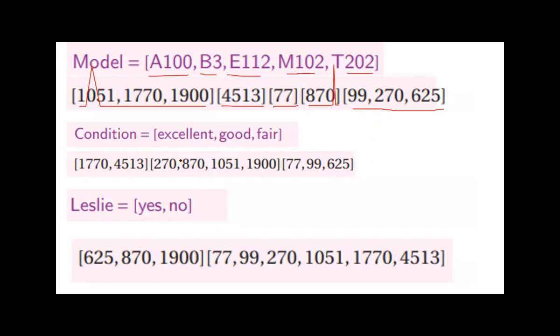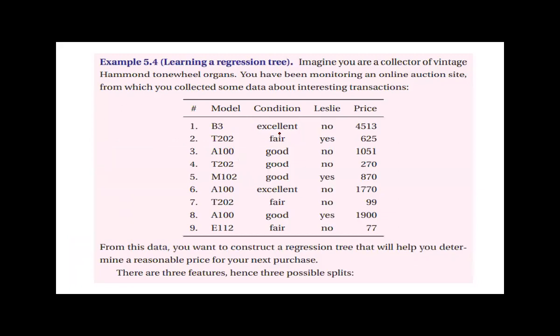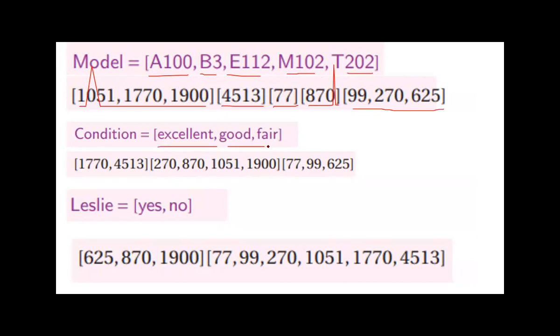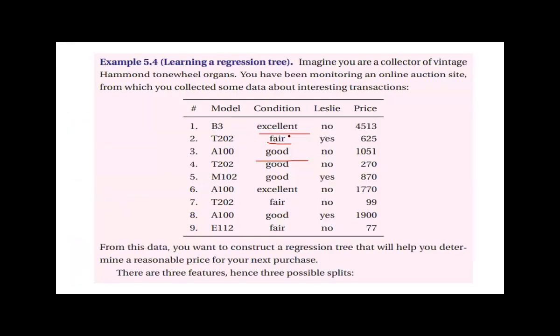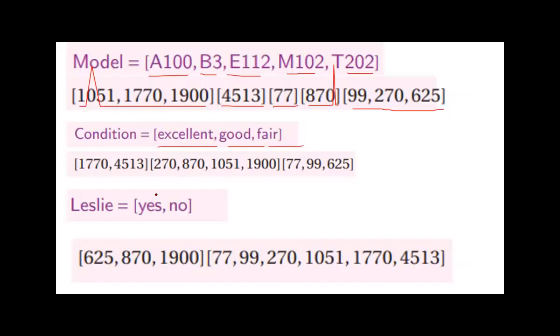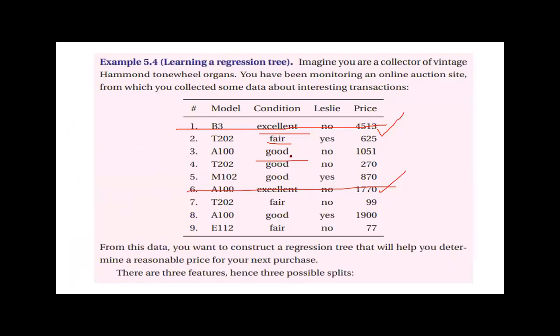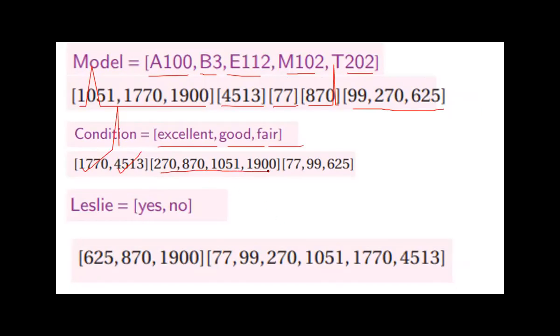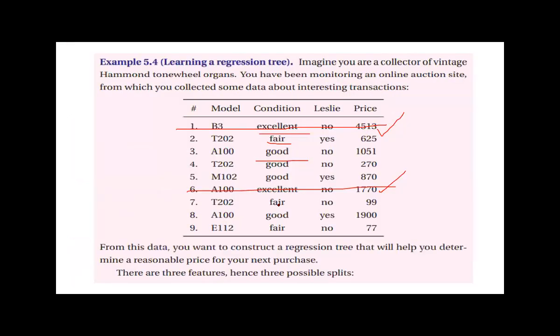Now, in the same way, for condition, there are only 3 values: excellent, fair, and good. Excellent, how many excellent rows are there? This is an excellent row, this is again an excellent row. For these, the prices are 4513, 1771, 770, 4513. How many goods are there? 1, 2, 3, 4. So there are 4 values. Fair means there are 3: 1, 2, 3.